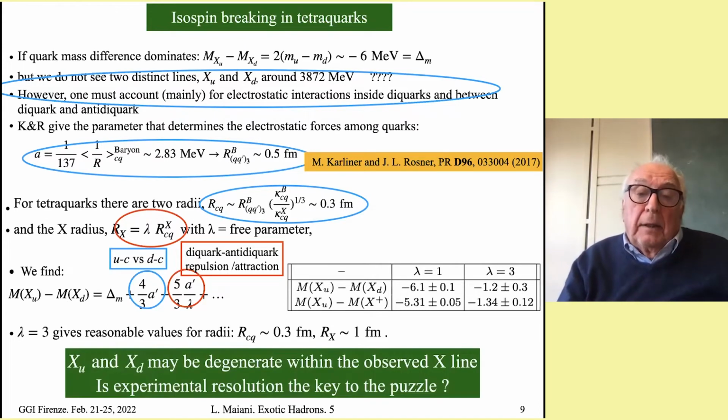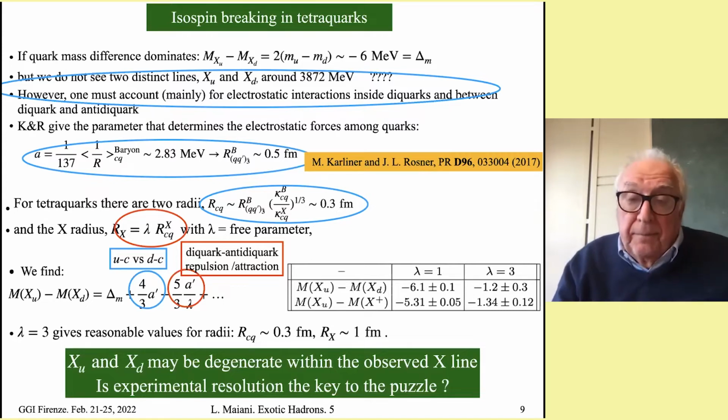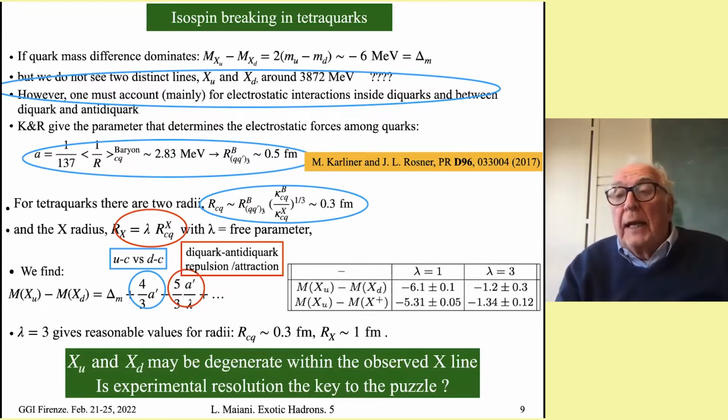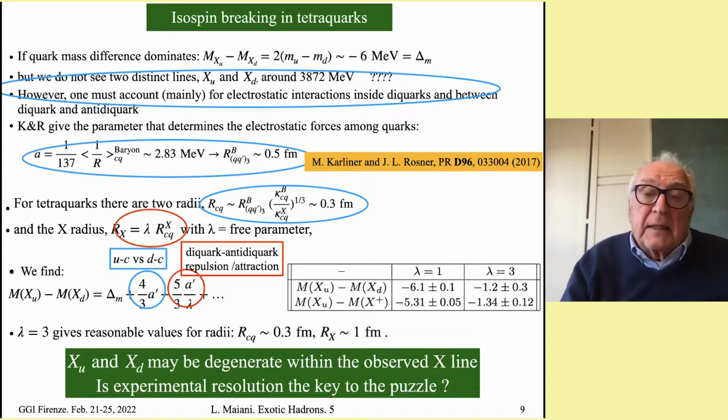And therefore, that means that the resolution of the puzzle, why we don't see two neutral X3872, could just be a matter of resolution. And increasing the resolution, you will see two lines instead of only one at 3872.